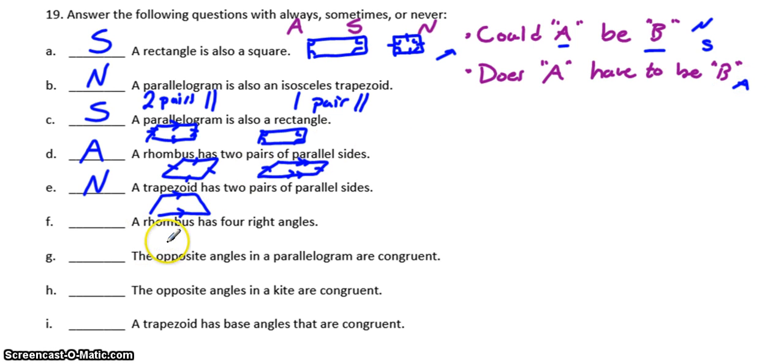Let's keep going with F. A rhombus has 4 right angles. So again, here's my rhombus. It's all congruent sides. Could it have 4 right angles? Well, I guess it could. I guess I could start with the 4 congruent sides and have 4 right angles.